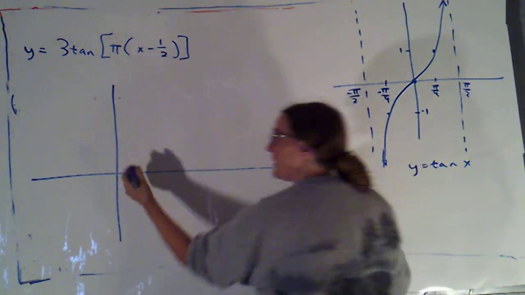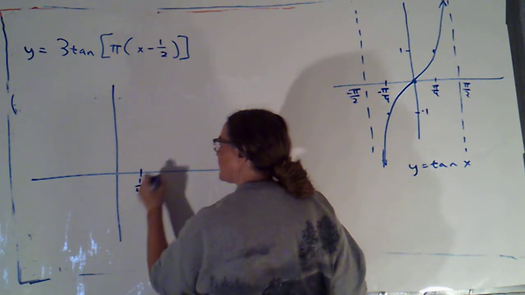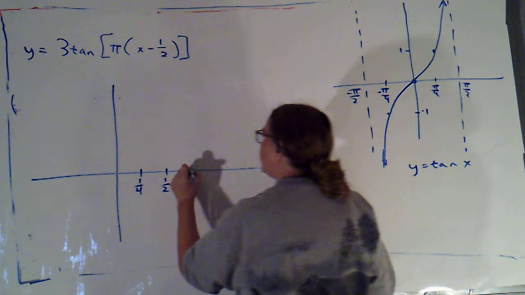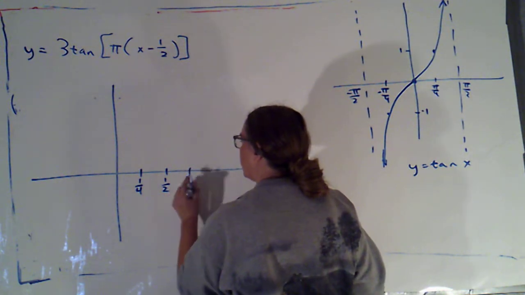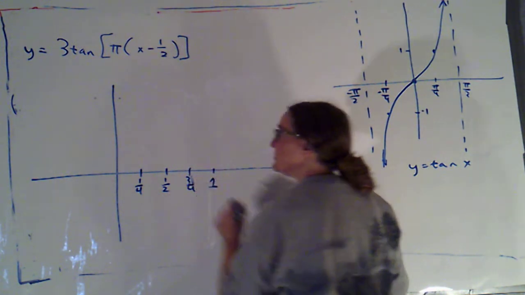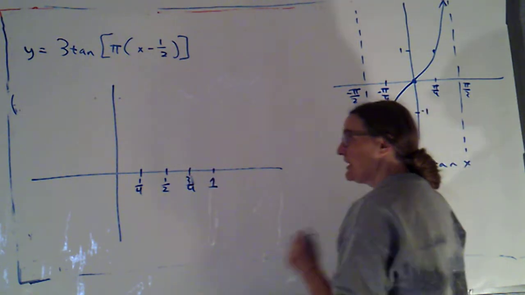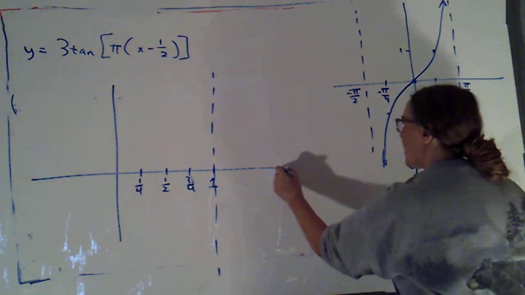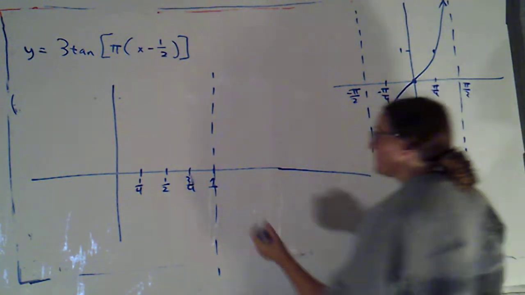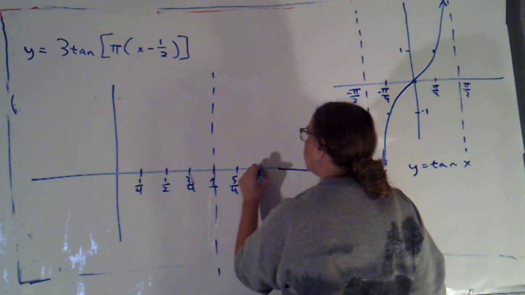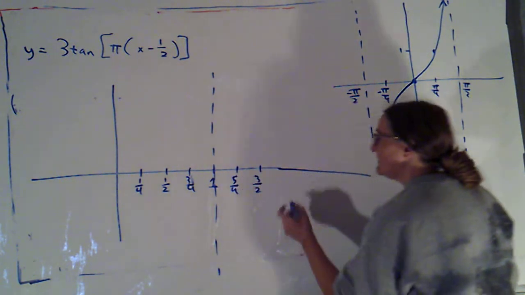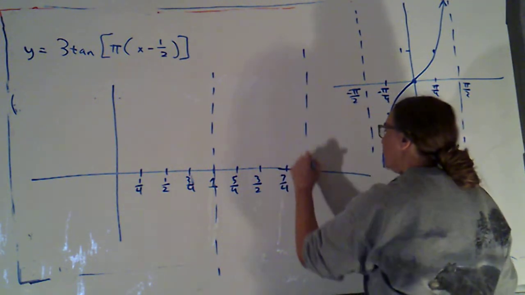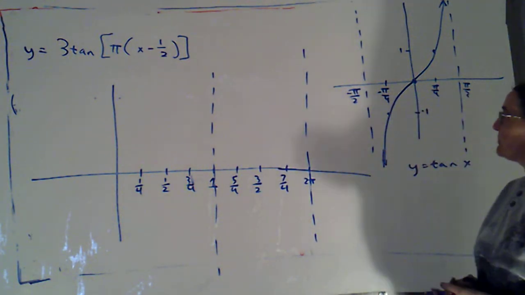Okay, so starting at 0, we said we were going to count by 1/4. So 1/4, 2/4, which will reduce to 1/2, 3/4, and then 4/4, which will reduce to 1. So that was my new starting and ending point. I know I start and end at an asymptote. If I'm going to draw a second period, I'm just going to keep going. So I would hit 5/4, 6/4, which is 3/2, 7/4, 8/4 is 2, and there's my next asymptote.